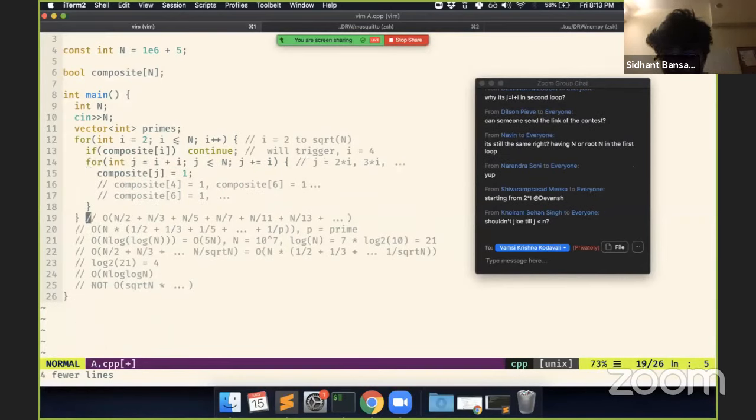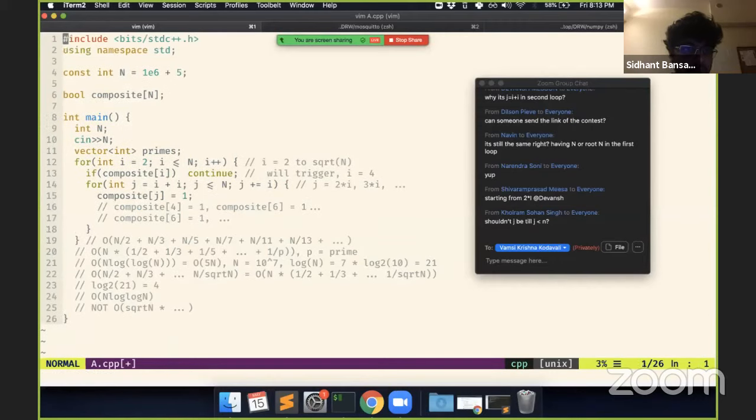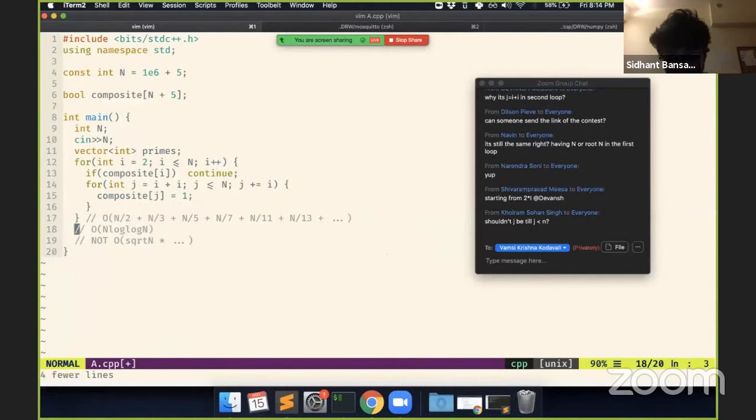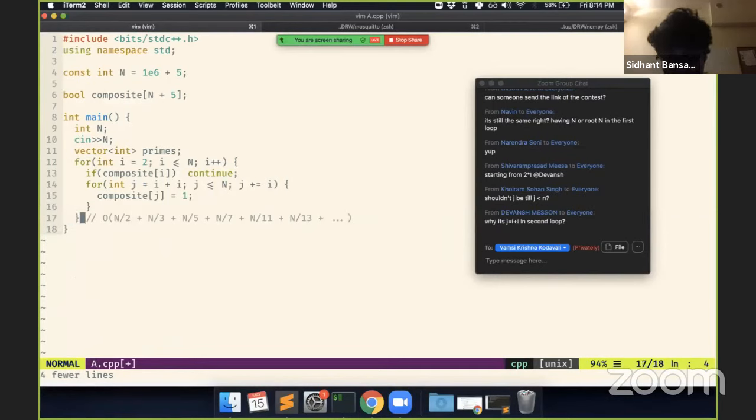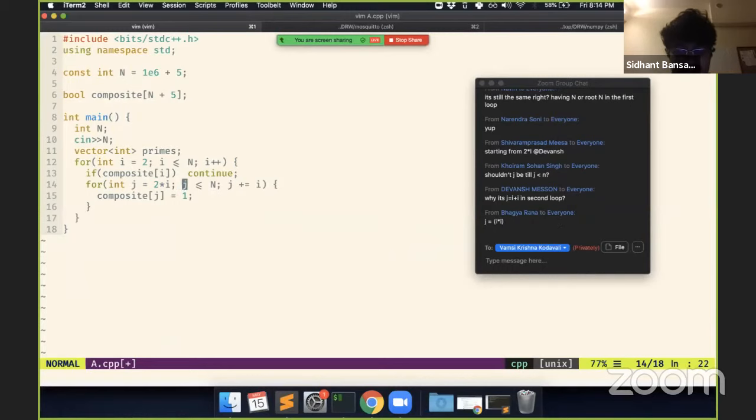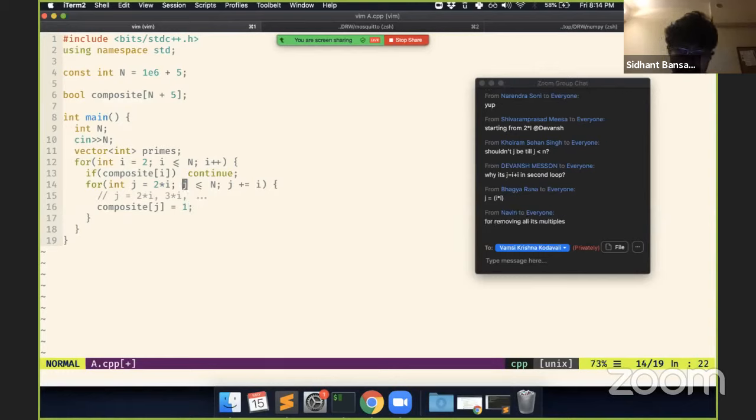Okay, so shouldn't j be till less than n? Fair enough, now you can do till equal. There's no memory leak; earlier there was a memory leak. Why is it j? You could do 2 times i, I just didn't write it that way. The idea is that j should go from 2 times i, 3 times i, and so on. j should iterate on the multiples of i. Bhagya is again right that you can start with i squared.